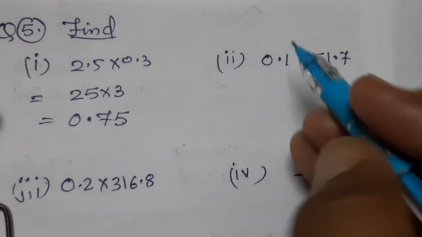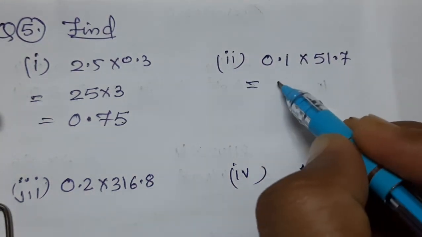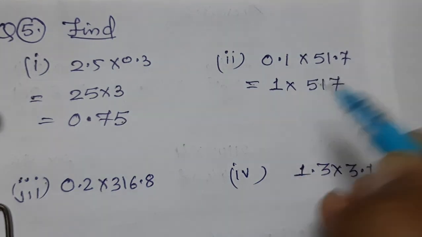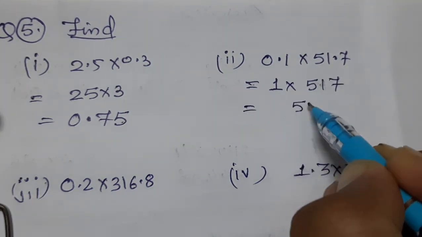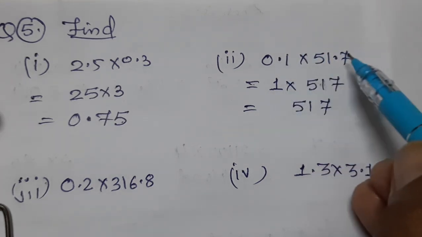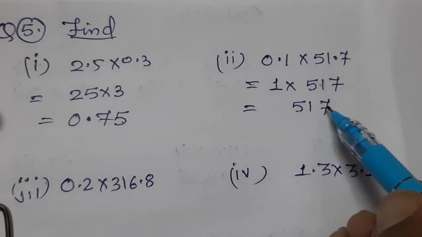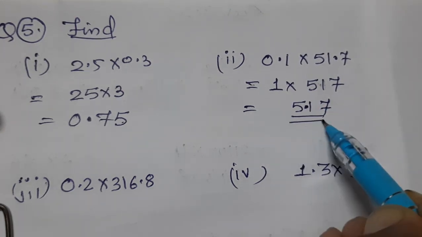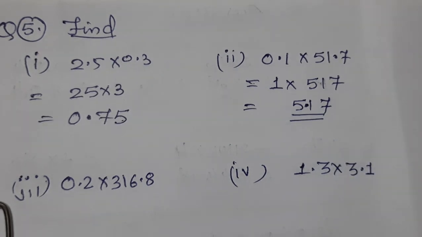Now see this one. Ignoring the decimal, 1 into 517. 517 ones are 517. Now count. After the decimal 1 digit, after the decimal 1 digit. 1 plus 1, 2 digits. So start from the right towards the left. 1, 2, 5.17.